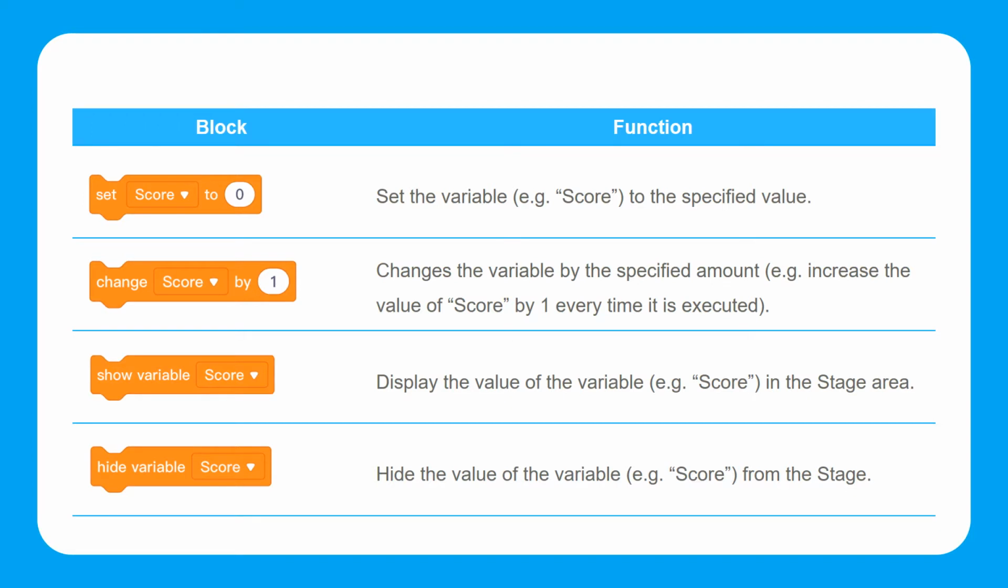According to intelligence programming, we had seen that four blocks are added when a variable is created. These blocks are the set score to 0 block, which sets the variable to the specified value, change score by 1 block, which changes the variable by the specified amount. The show variable score block displays the value of the variable in the stage area, and the hide variable score, which hides the value of the variable from the stage.